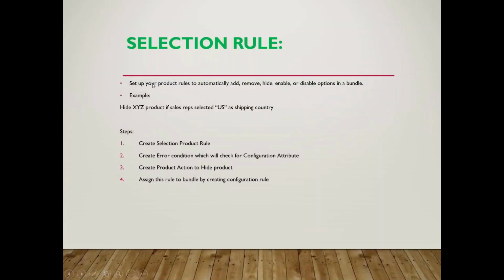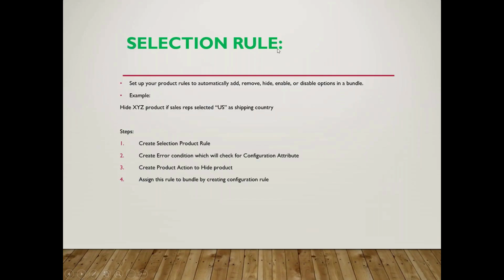Selection rule is something where you can set up your product rules to automatically add, remove, hide, enable, and disable options in a bundle. What it means is you can write the rules in such a way that those products are added, removed, or hidden based on some combination, right? For example, hide XYZ product if the sales rep selected US as shipping country. These things you can achieve with the help of selection rule. We discussed while creating configuration attributes that we need to write some logic in the backend, right?